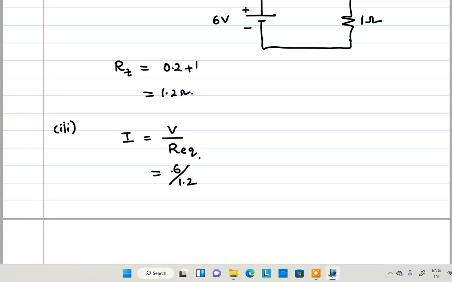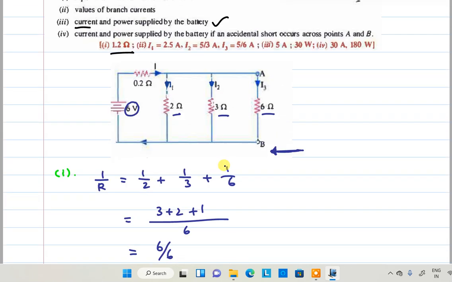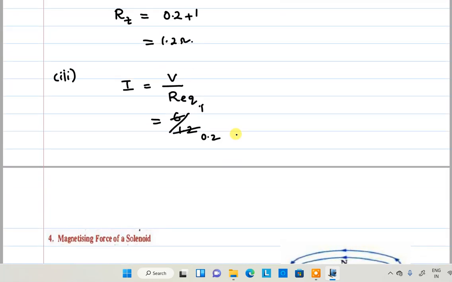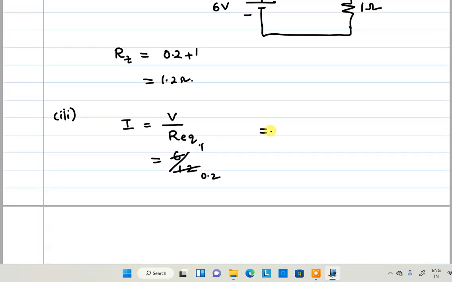1 times 0.2 times. 1 by 0.2 is nothing but 5 amperes. What is the current now? The current supplied by the battery is 5 amperes.